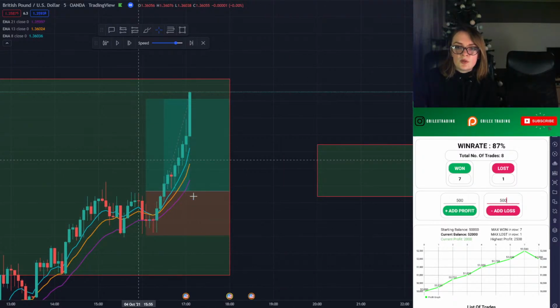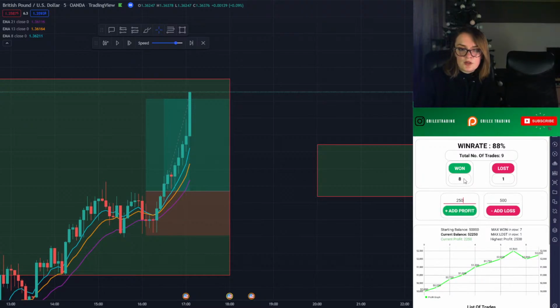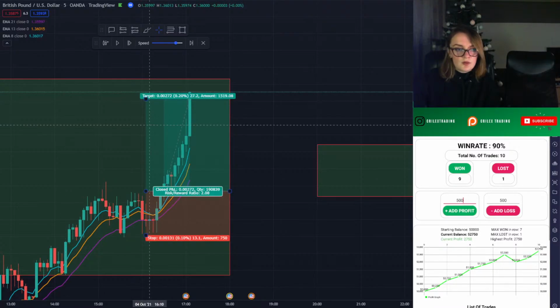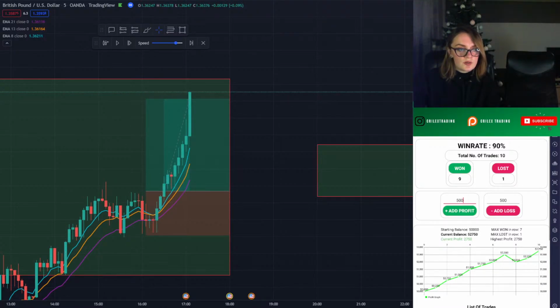Okay, so the 2-to-1 position was also hit. I'm going to mark these two positions here. So the 1-to-1 will be $250 and the second one will be 500. We'll add them also in our record on the 4th of October.